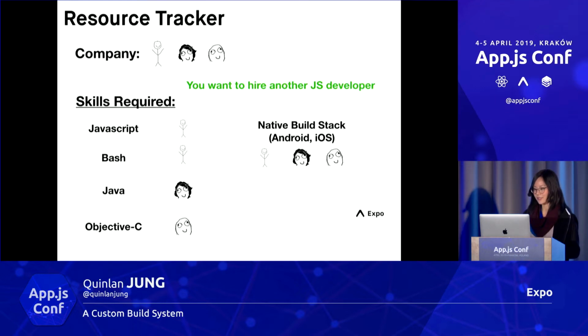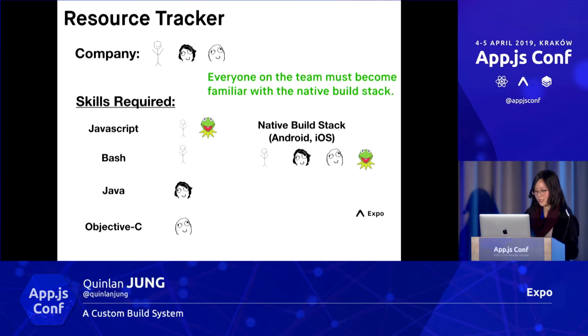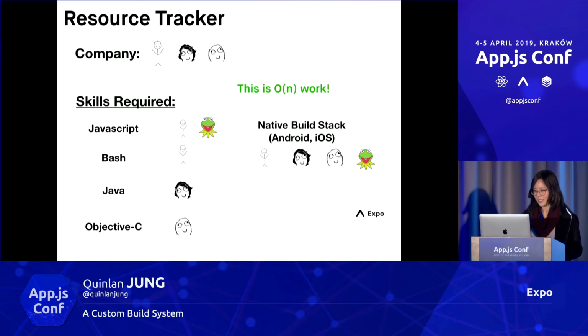All right. So imagine a scenario where you want to hire another JavaScript developer. Of course, this JavaScript developer will need to know JavaScript. But they also need to know about the native build stack. And notice that even though they never needed to touch any of the native code, whenever they make JavaScript changes, they need to verify whether it works or not by building their project locally with Android Studio or Xcode. And notice that this is O of N work, and this would be really nice if it was more efficient.